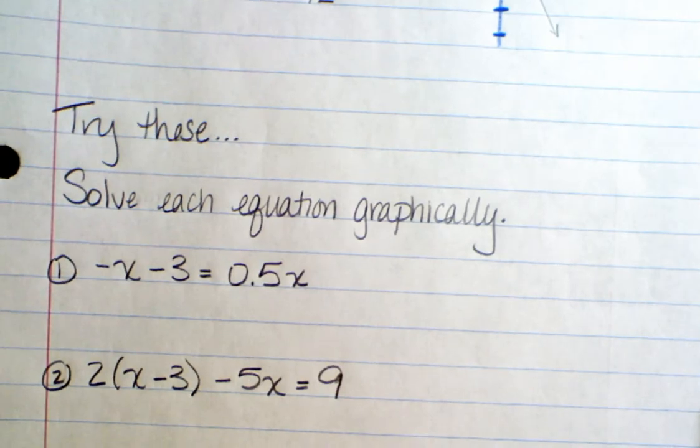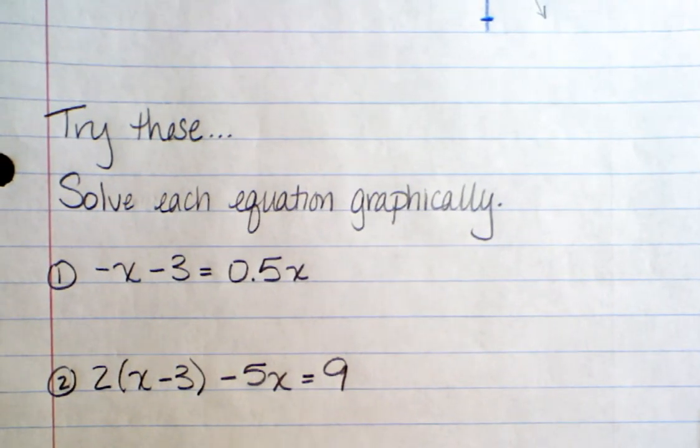So here are two problems I'd like you to try on your own, and I'd like you to solve them graphically. Of course, you could check them algebraically; I would not have a problem with that at all. Or you could just take the solution you get and substitute it in place of x to see if you come up with two equal sides. But go ahead and solve these graphically, which means I want you to go through the three steps.